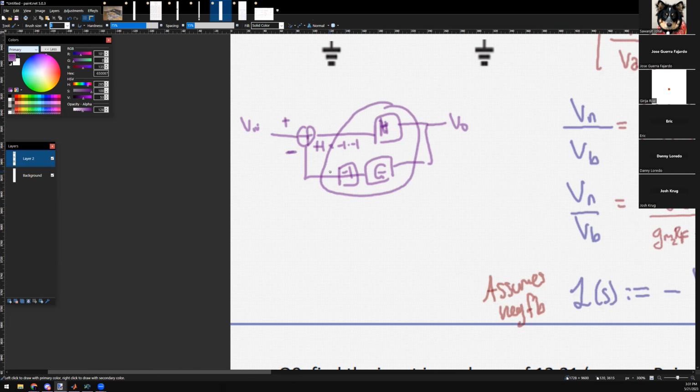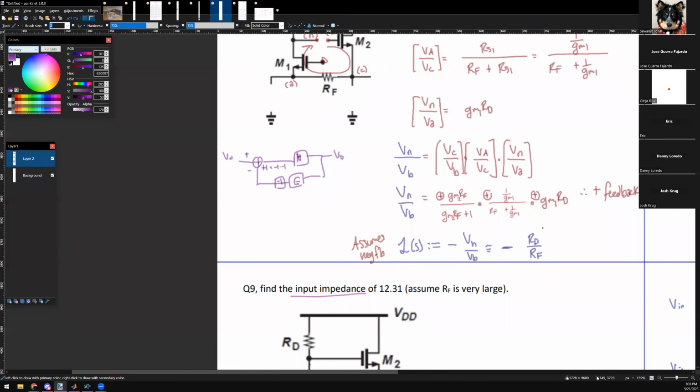Does that make sense? That's where this -1 comes from. Before you calculated this, which used to be H times G, but I want to make it L of S. I want the loop gain, so because it's positive feedback, I need to break it up into two negatives. So now I have this. I transform this guy to an H, a G, a -1, and then this.